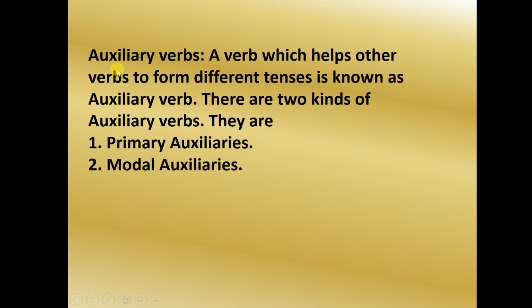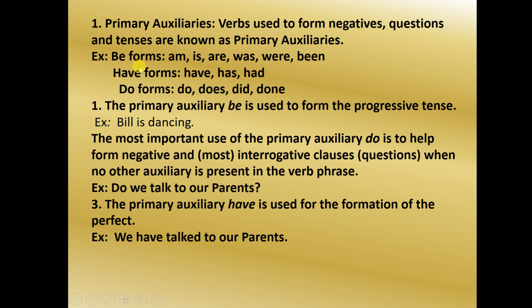Then we'll see about auxiliary verbs. A verb which helps other verbs to form different tenses is known as an auxiliary verb. There are two kinds of auxiliary verbs. They are primary auxiliaries and modal auxiliaries. So let us see what are primary auxiliaries. Verbs used to form negatives, questions and tenses are known as primary auxiliaries.